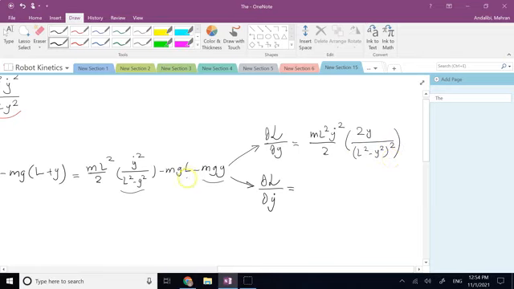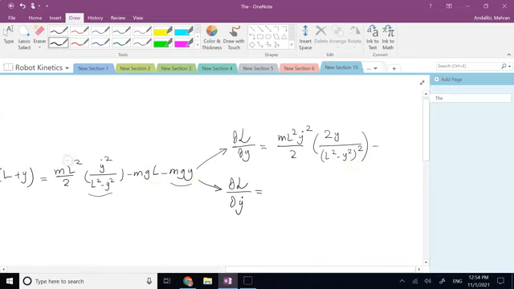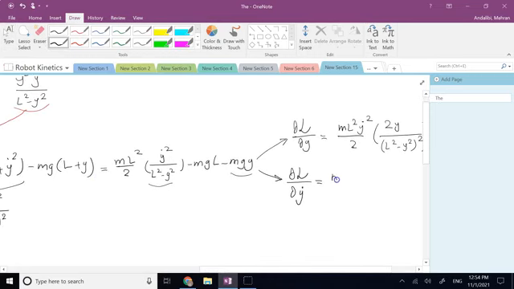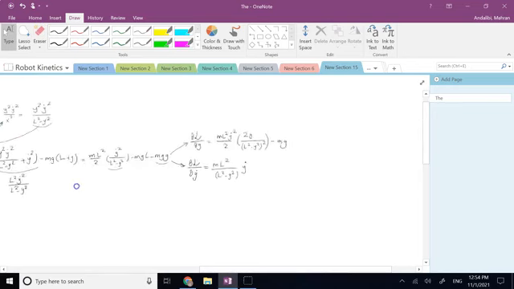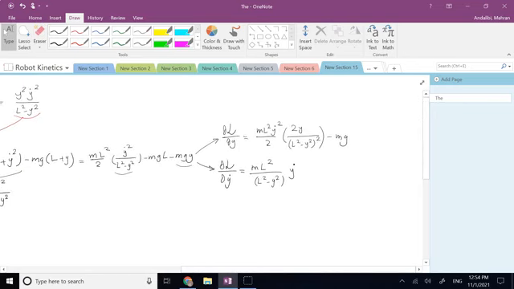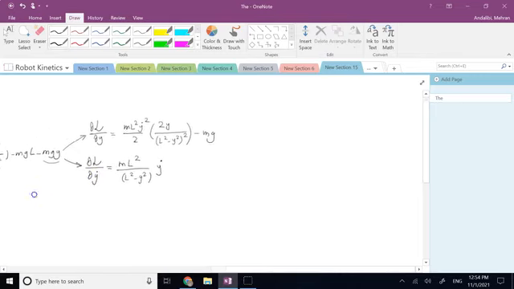And then this term has no y derivative. This term is going to be negative mg. And with respect to y dot, it is simply going to be mL squared over 2 times L squared minus y squared, times 2y dot. That 2 with this 2 would cancel out, and you will simply get this guy. So these are the partial derivatives that you need in your Euler-Lagrange equation.